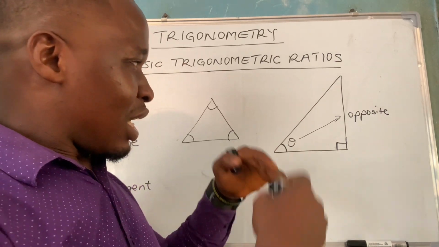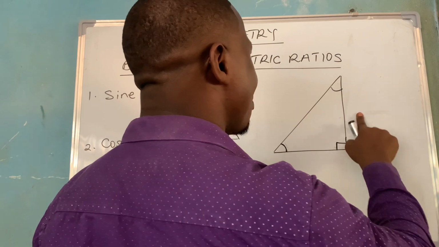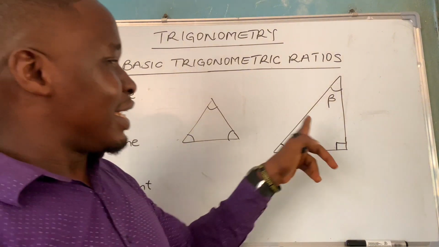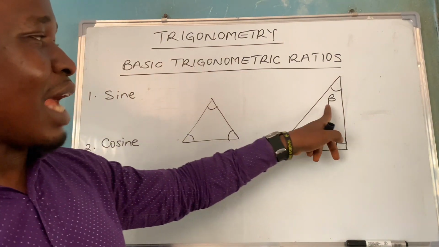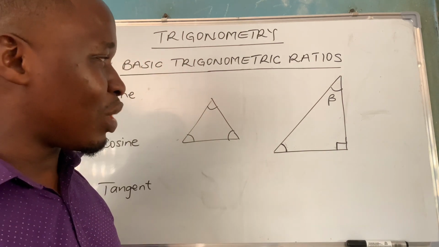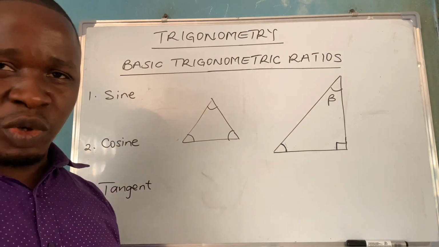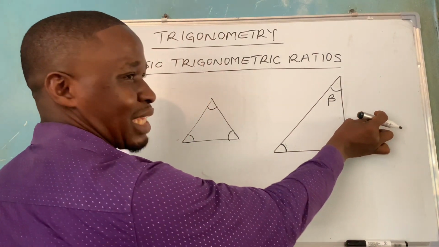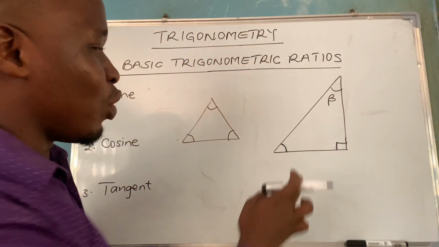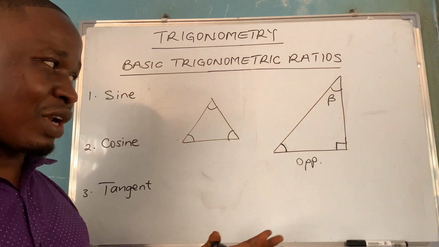Let us assume that the given angle is here. This time around, let us say beta. The fact that this is a right angle triangle, and there is a given angle we call beta, any side in a right angle triangle that is facing the given angle is what we call the opposite. So instead of the previous case, with beta as the given angle, this is now the opposite side. I hope that was understood.